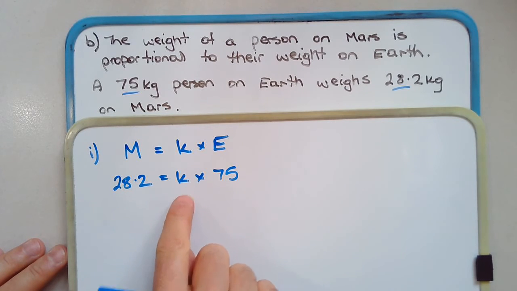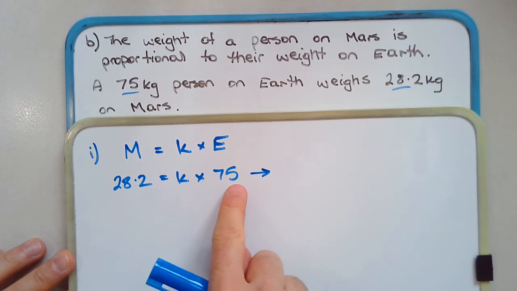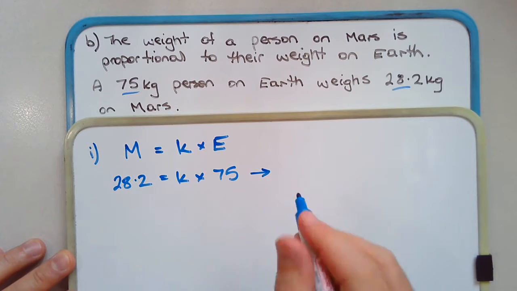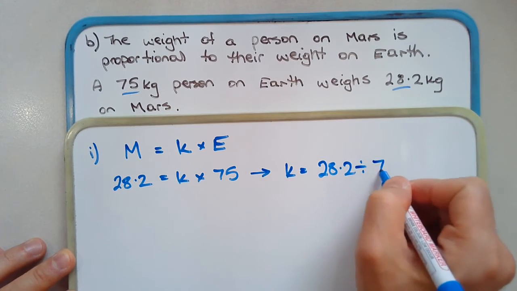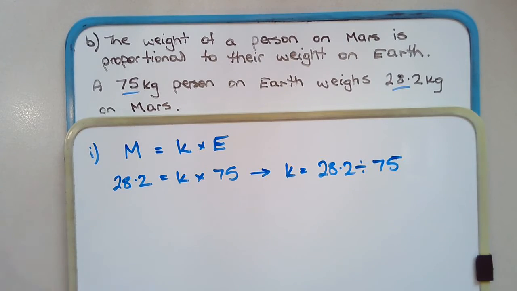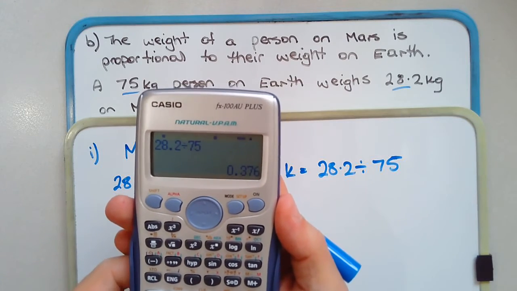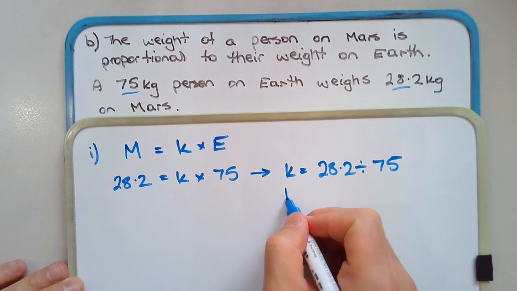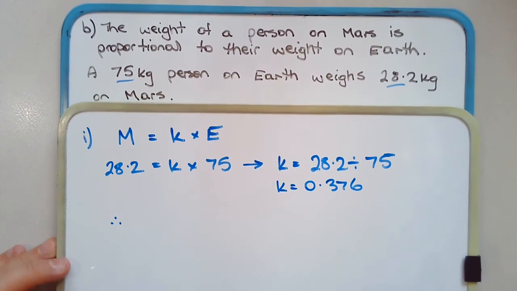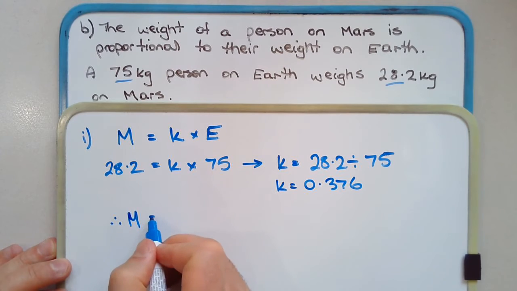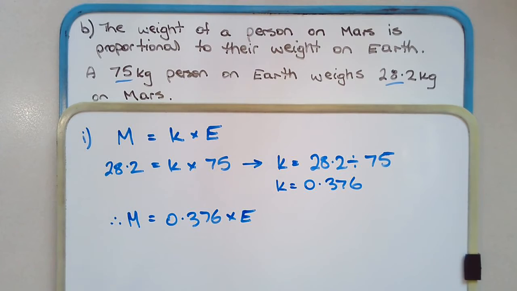Now we need to solve for the constant of variation. Okay. So we're going to take the 75, the multiply by 75, we're going to move it over, turn it into a division. Okay. So K is equal to 28.2 divided by 75. Okay. So 28.2 divided by 75, and we get 0.376. Therefore, our variation equation is M, mass on Mars, is equal to 0.376 multiplied by mass on Earth.